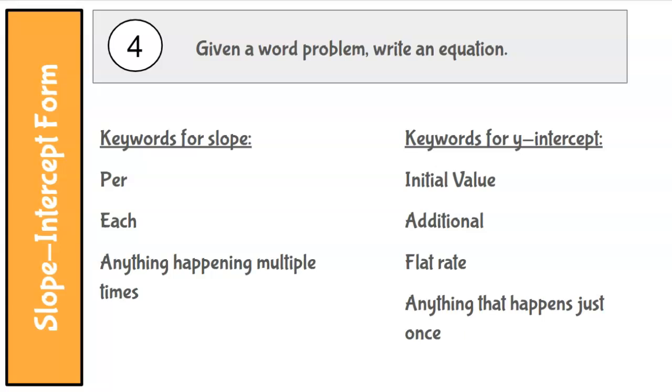All right, given a word problem, you should be able to write an equation that models this situation. So a couple of keywords for slope that trigger that number that they're talking about as slope is per and each. Anything that happens multiple times is going to be the slope. The keywords for y-intercept would be an initial value, an additional fee, a flat rate, anything that just happens once in the situation. You just have that initial amount and then you're going to add multiple things on top of it, or you're going to take multiple things away from it. That initial value is your y-intercept.